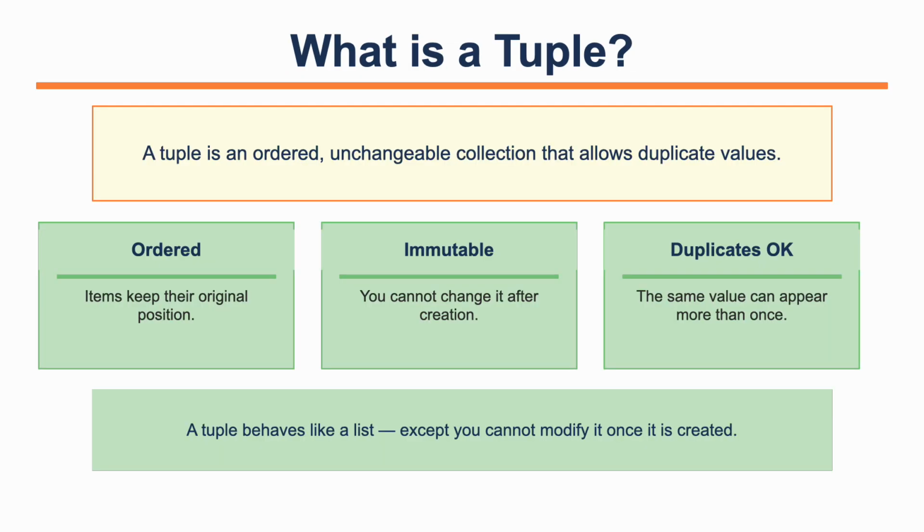A tuple works like a list in many ways. It is ordered, and it allows duplicate values. The key difference is that a tuple is immutable. Once you create it, you cannot change what is inside. Tuples are the right choice when your data should stay the same throughout your program.